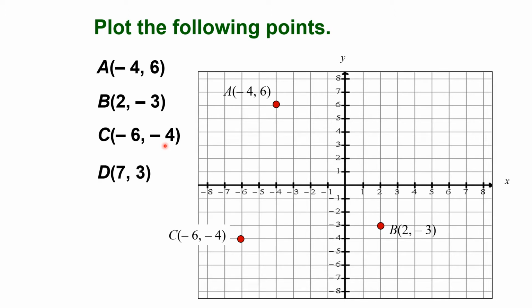Let's do one more. D is 7, 3. So D, 7, 3, where's that going to go? First of all, the 7, we do that first. And that's the X, that's our sideways movement. So it's going to be to the right 7, and then up 3. And there's our dot at 7, 3.